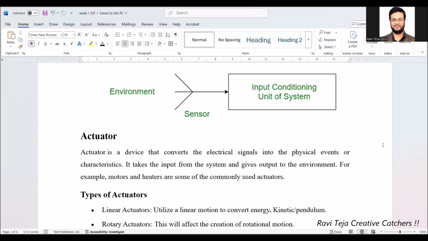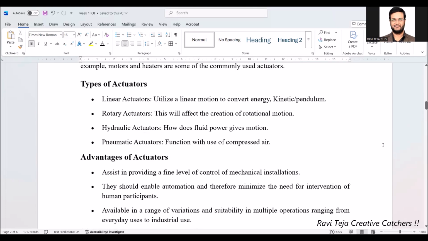Now let's take some types of actuators. We have linear actuators, rotary actuators, hydraulic actuators, pneumatic actuators. All these actuators produce different types of outputs in different variations.